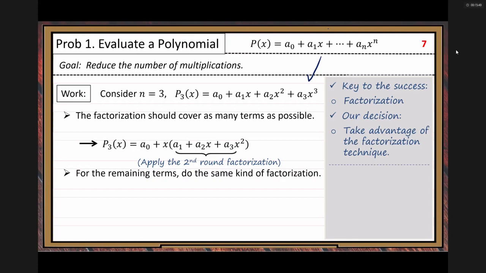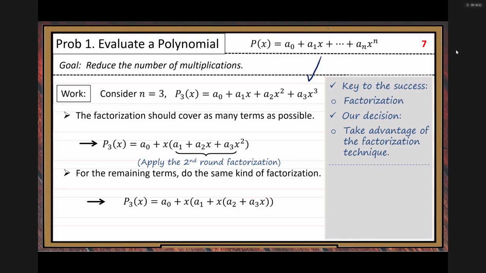So the second round, you can see, other than the first term, the second and the third, we can factor another x out of it. Second round factorization. In this way, that's the best we can do by applying factorization. So now we can do no more.